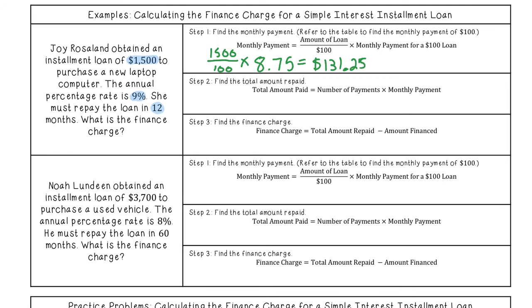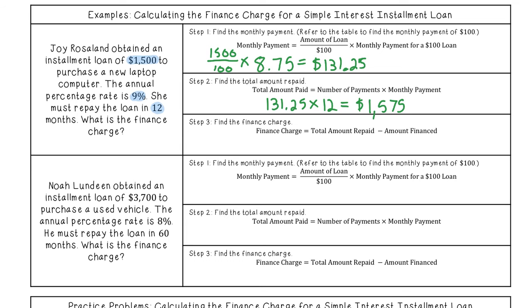So to figure out how much I have repaid, I'm going to take my monthly payment, $131.25, times the number of monthly payments I would make. This loan has a life of 12 months, so I'd multiply this by 12. So I'd end up repaying $1,575.